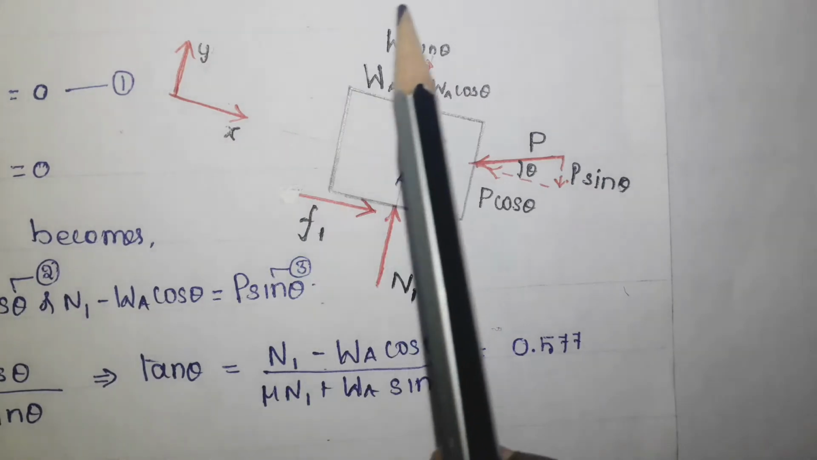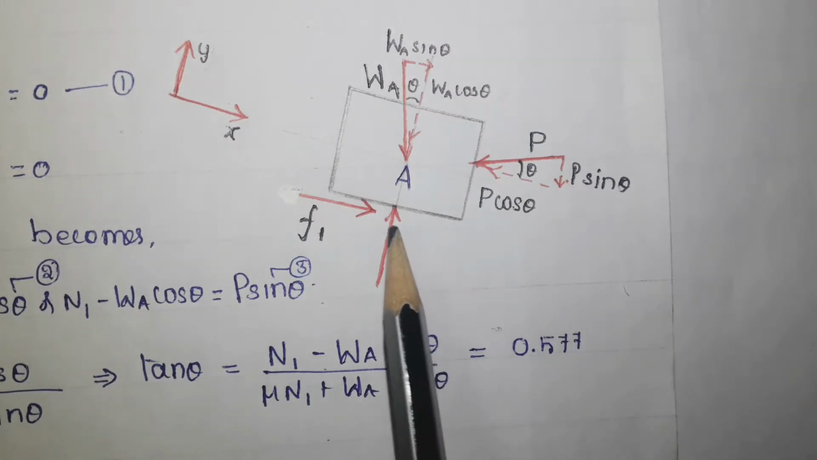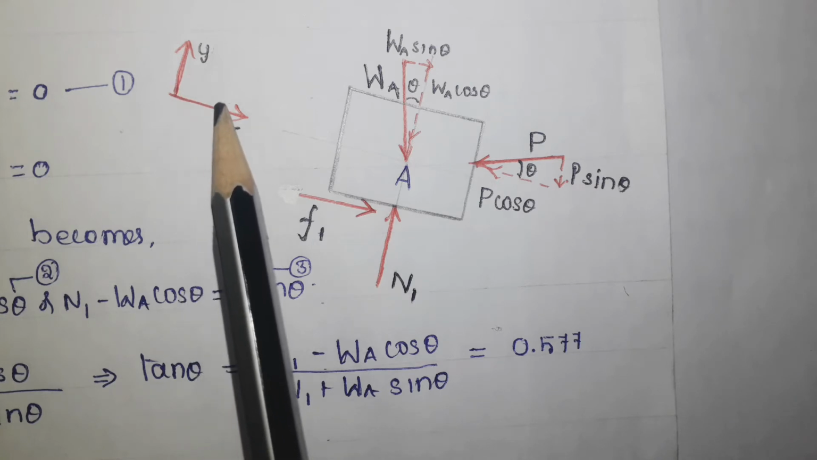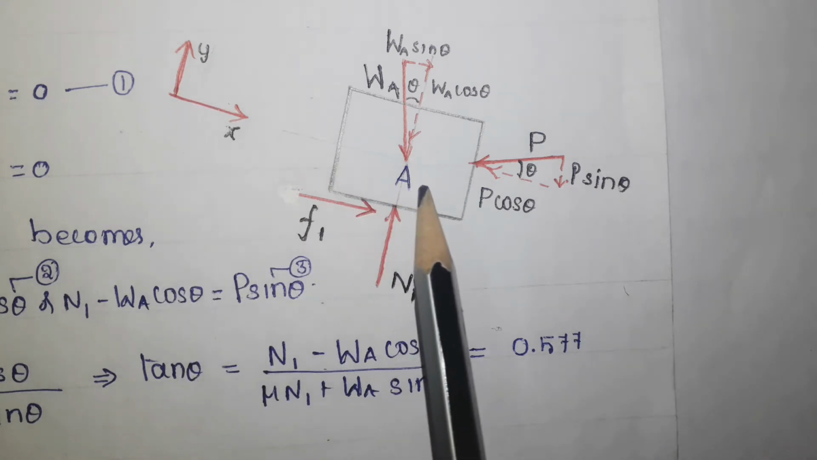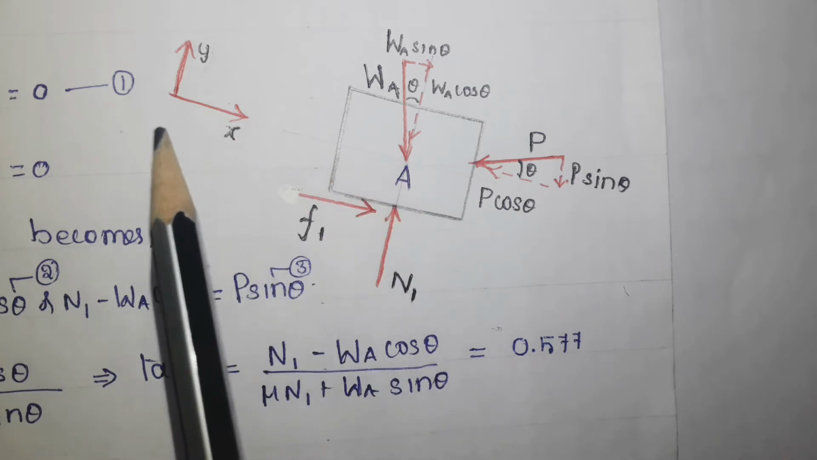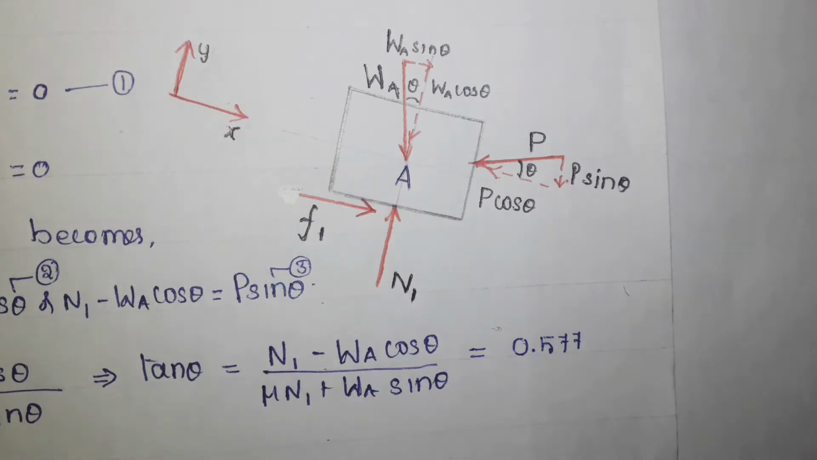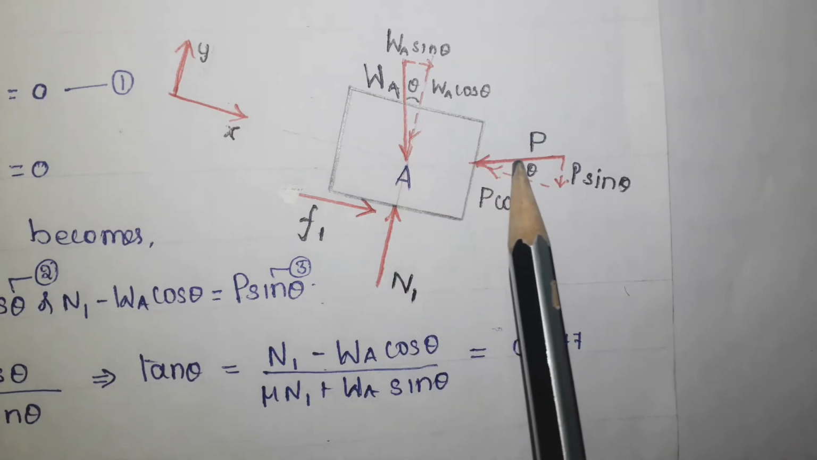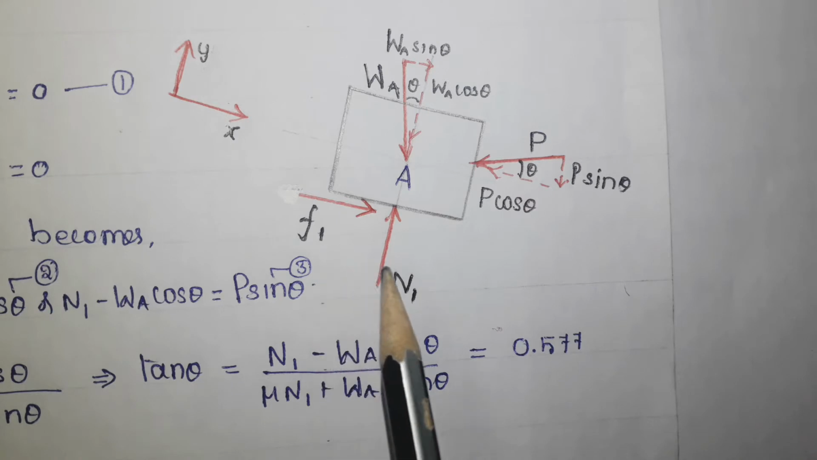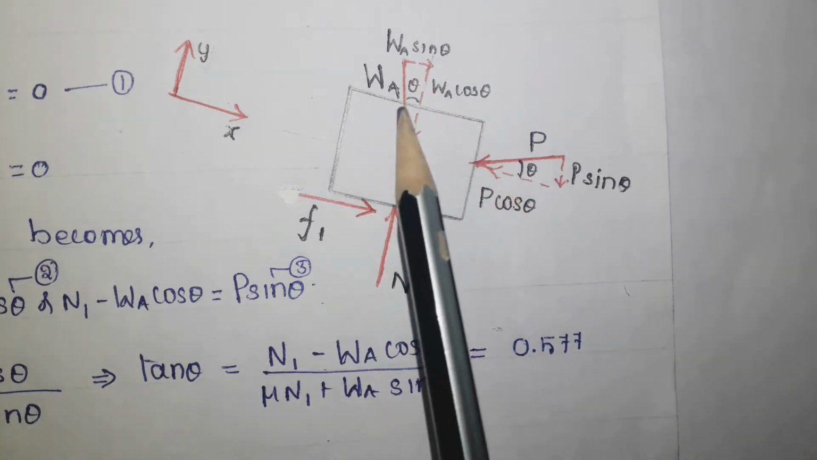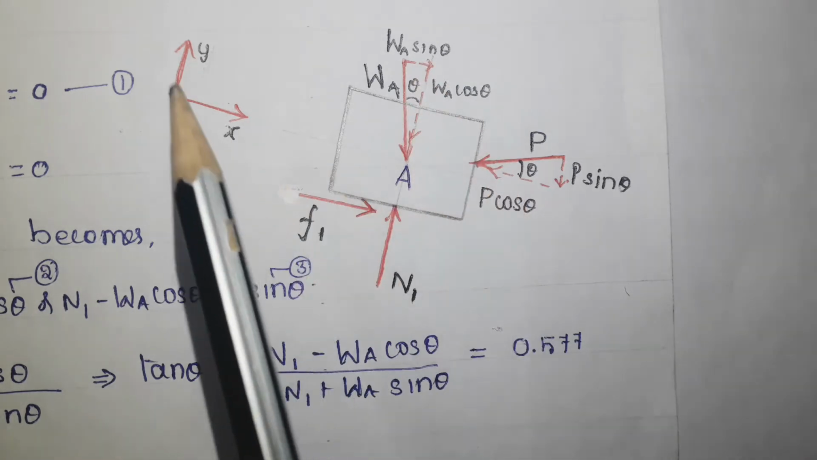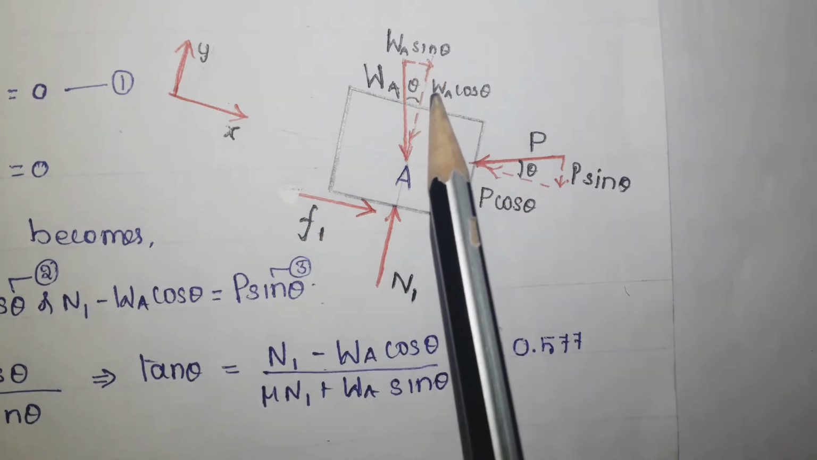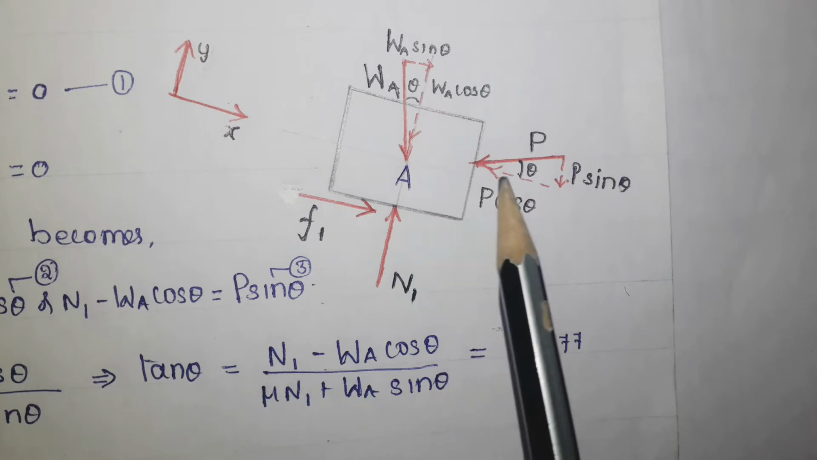Now this is the free body diagram for that block A, and you should also know that this is the position of the axis. When you are dealing with any such inclined plane, it is better to change the orientation of the axis. As we discussed, this is the weight of the block, this is the applied force P, this is the friction force, and N1. Since these two forces are neither parallel to the x-axis nor the y-axis, you have to resolve this force, one along x and another one along y direction. So here I have resolved it.